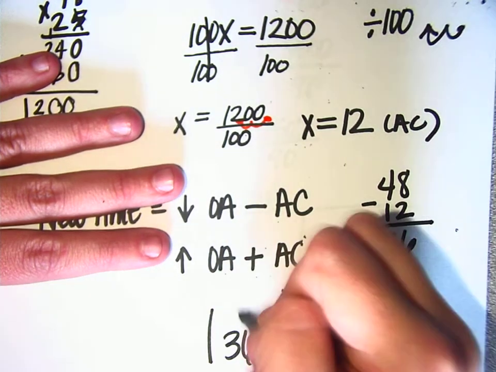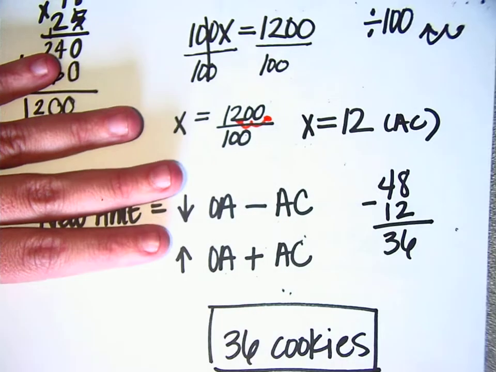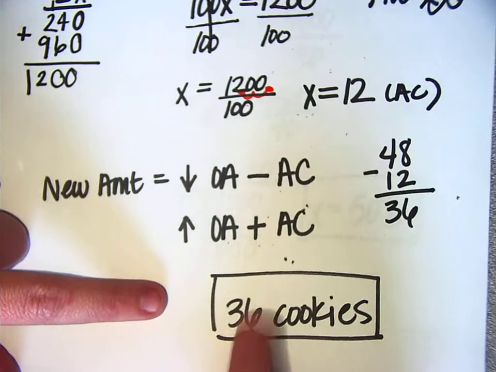So I baked 48. My husband ate 25%. So I ended up with 36 cookies.